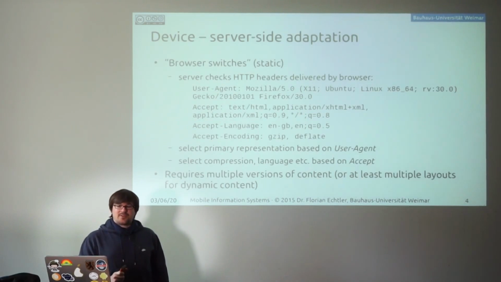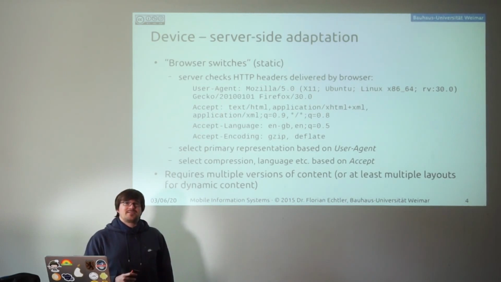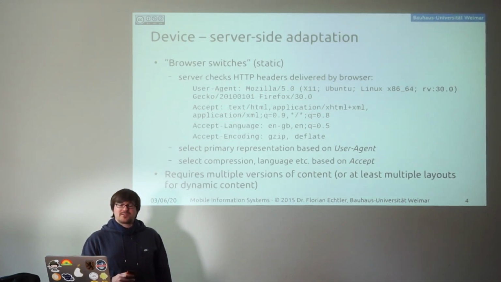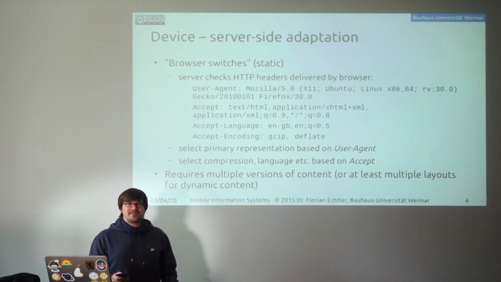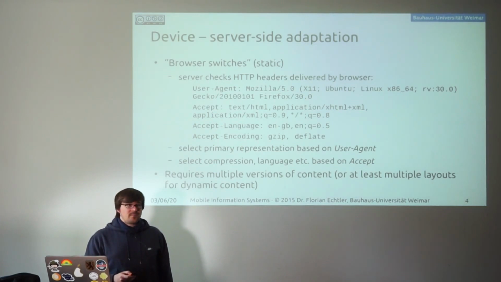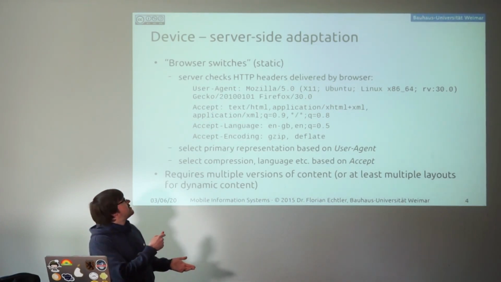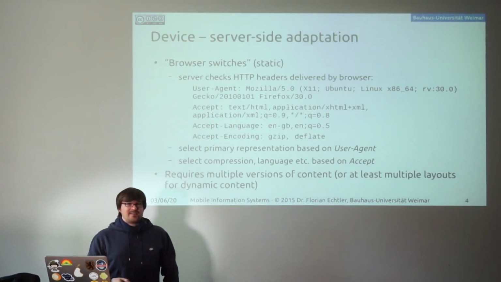So first of all, let's talk about server-side adaptation. And this is actually not something that people should be doing anymore, in my opinion. Unfortunately, it still happens. And the most fundamental way of doing this are the so-called browser switches. So that means that when you make a request to some sort of website with your mobile device, then the browser will send along this user agent string, and that gives you a bit of basic information about what device the browser is running on and what type of browser it is.